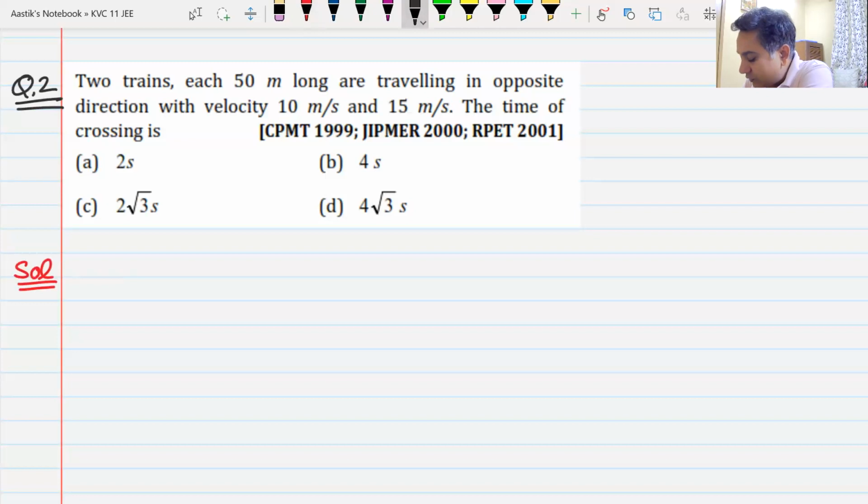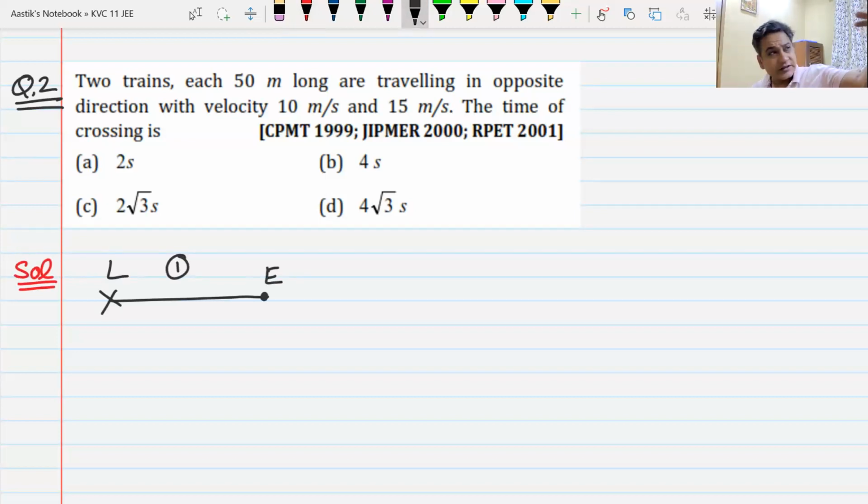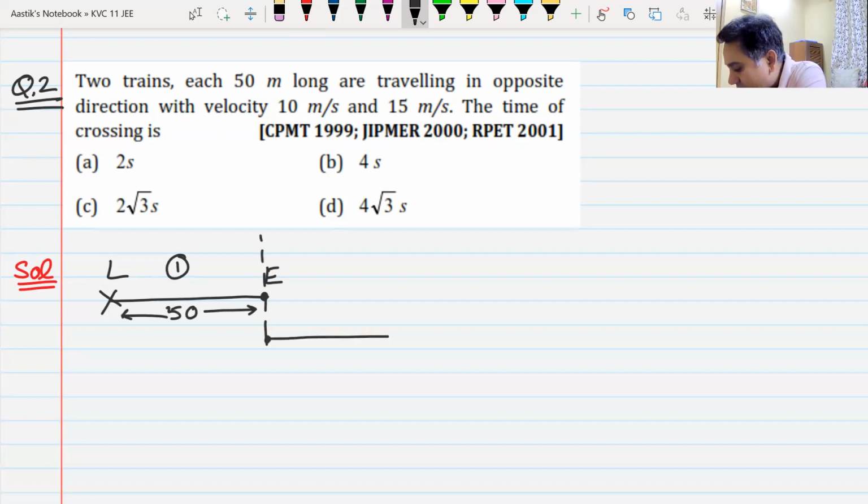So to get that answer, what do we do? Let me make this train number 1. Let us say this is the engine of the train, and this is the last bogie of the train. Normally the engine of the train, I will draw as a dot because that is the front. When you see an engine, you see the light. And when you see the last bogie of the train, you see a cross, dot and cross. This is the first train, and the length of this train is 50 meters. Now, we are assuming here, since nothing is given, that the other train would be somewhere like this.